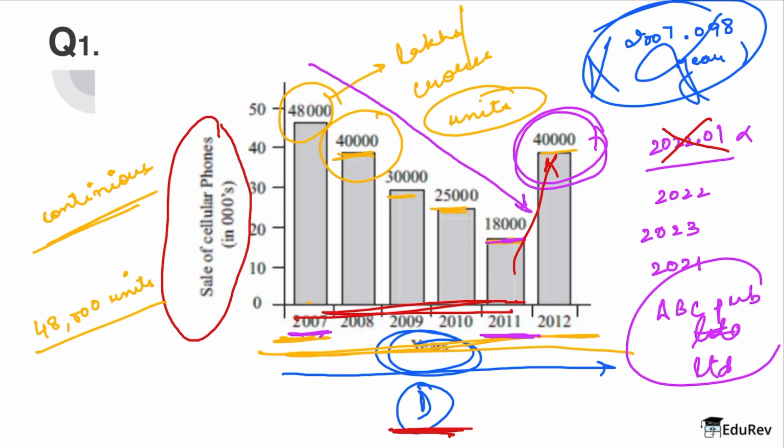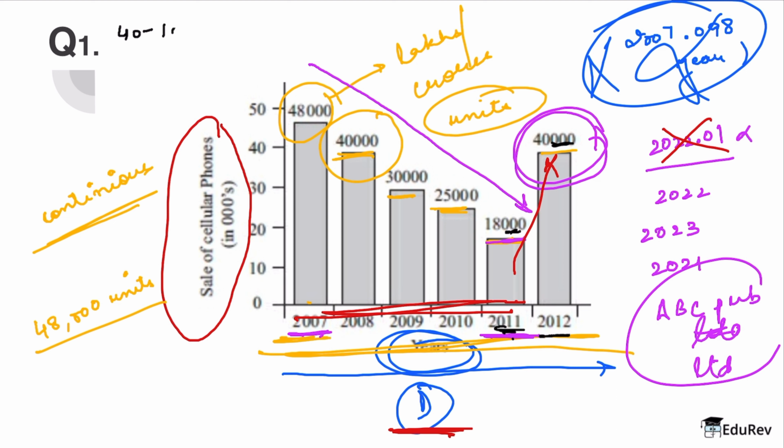Now the change in sales from 2011 to 2012 is from 18,000 to 40,000, correct? So while calculating the percentage, we can ignore the thousands in these figures because it is common in all of them. If we want to save our time, we can basically ignore the 1000 in the figure, and we can get the answer simply by doing the calculation of what? 40 minus 18, right?